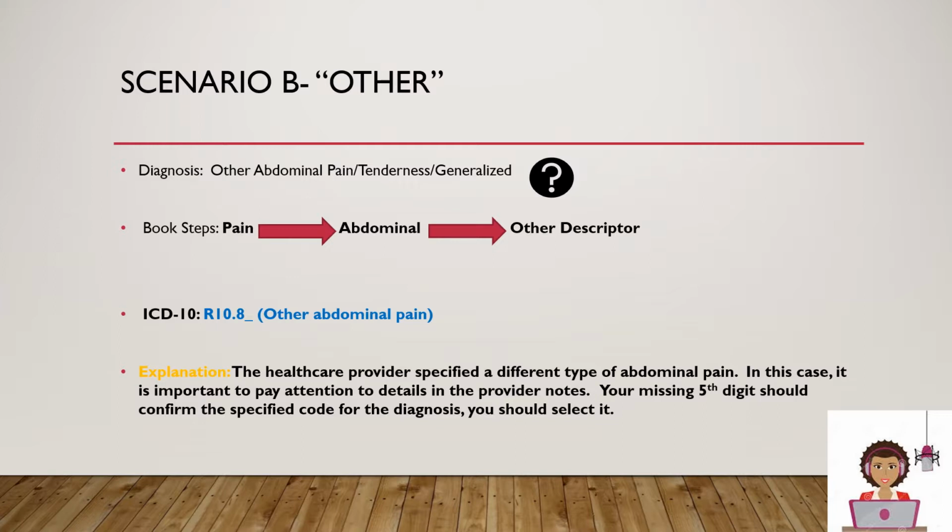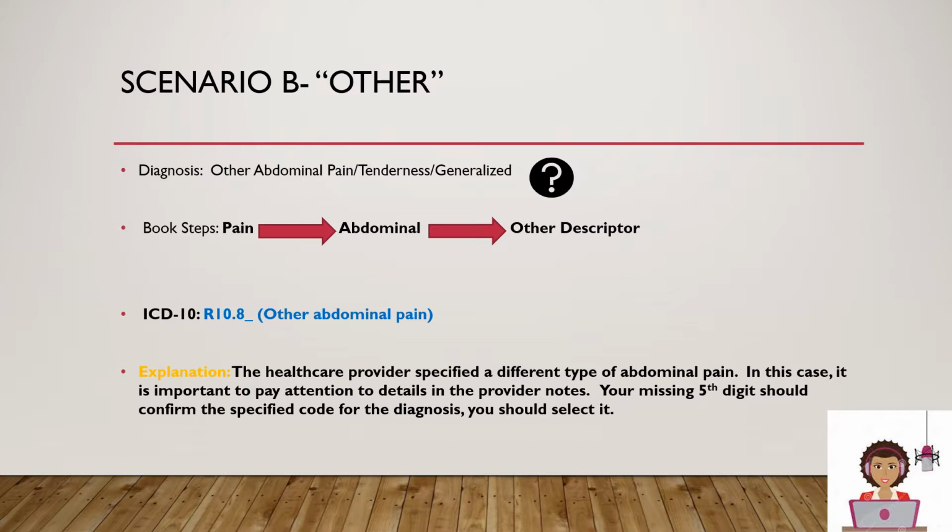And so once you find that particular issue, that digit is what you're going to use for that 5th placeholder. And so then that will confirm your code. If you do not assign a 5th digit, then your encounter is not coded to the highest specificity. So it's important to pay attention to your placeholders for your ICD-10 codes.